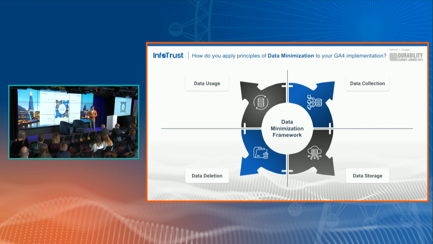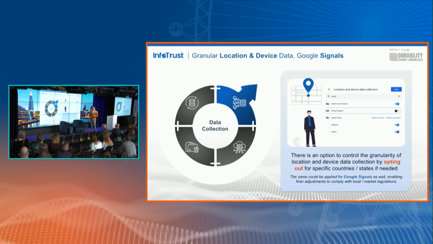So I'd like to present some recommendations to you from a data minimization perspective, of how you can apply it across Google Analytics 4 in the different avenues. So we've got data usage, data collection, data storage, and data deletion. And these are areas where you can apply some of these recommendations. Firstly, let's look at data collection.